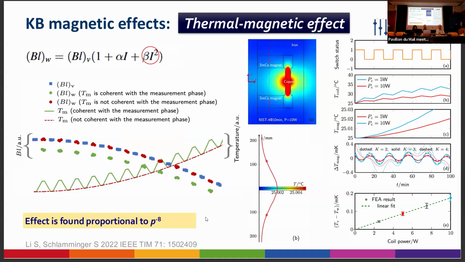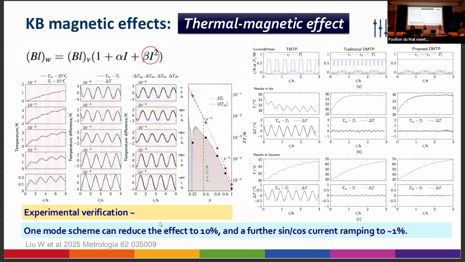p is a one-dimensional scaling factor related to some system, for example, NIST-4, right? If your p equals 0.5, you have about 1/8 of the volume or the mass of the NIST-4 system. But this increases very fast if your magnet gets smaller.